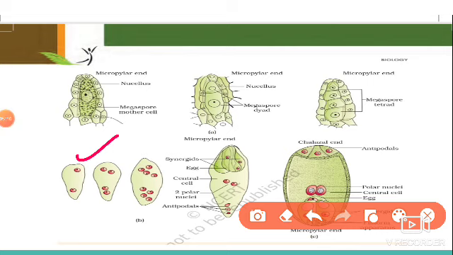And again the two nucleated megaspore's nuclei undergo further mitotic division, and there is a formation of four nuclei. One for one nucleus, another for another nucleus, totally four. And these nuclei will move to opposite poles. This is one pole and this is another pole.